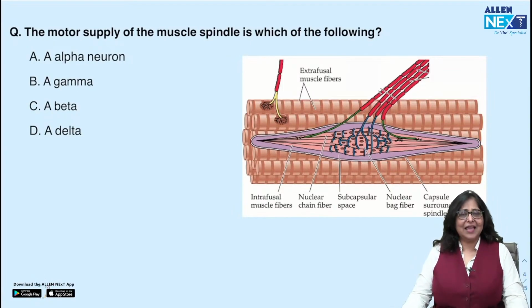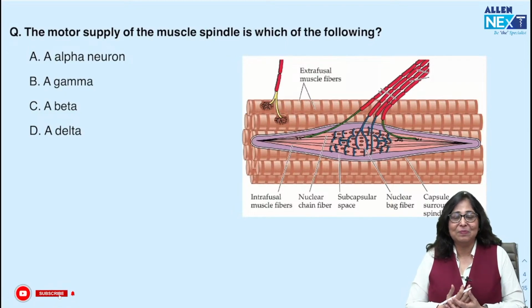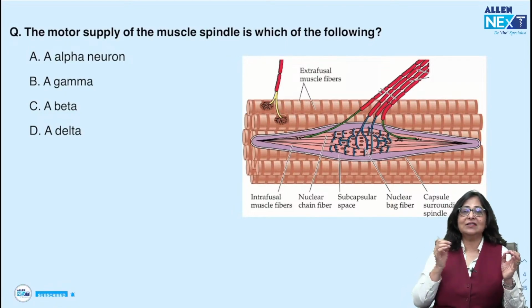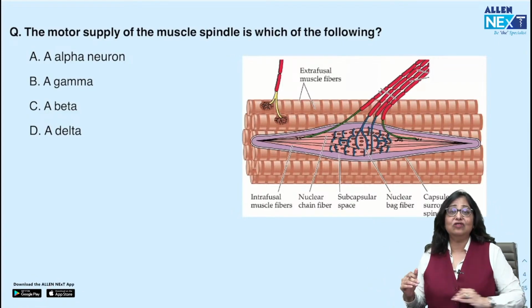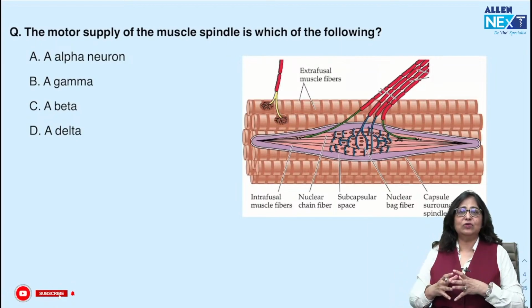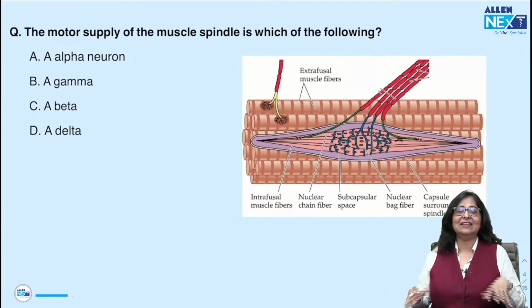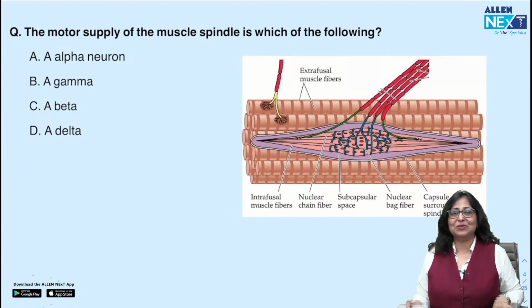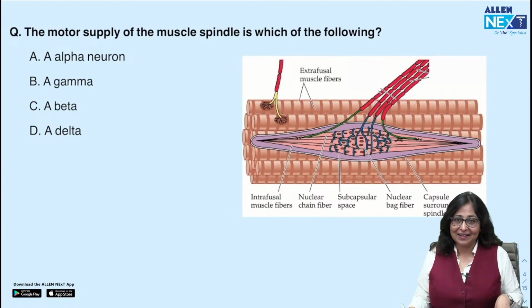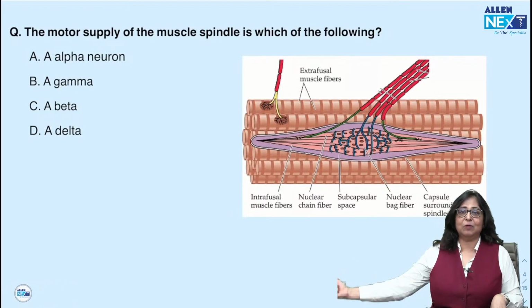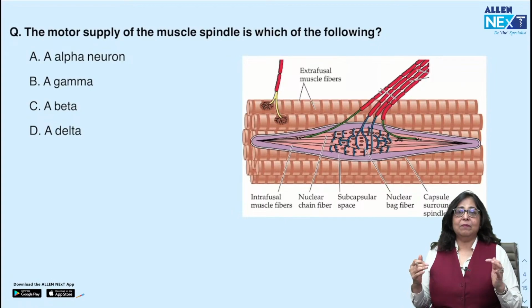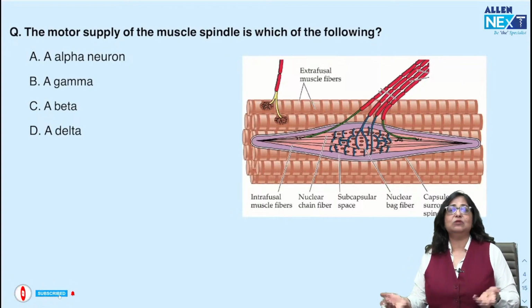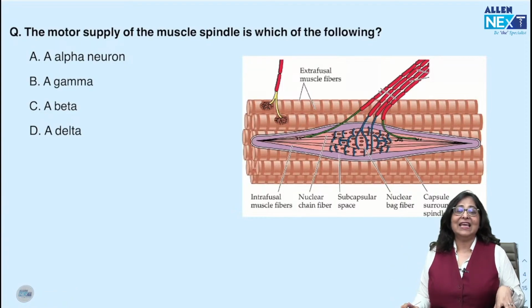Now, in my class, I make you repeat this particular point again and again. What is the motor supply to the extrafusal muscle fibers and what is the motor supply to the intrafusal muscle fibers? Intrafusal muscle fibers are the muscle fibers inside the muscle spindle. This is one question which I'm very fond of, and I keep repeating this in my class. The motor supply to the extrafusal muscle fibers, which are responsible for muscle contraction, is A alpha.